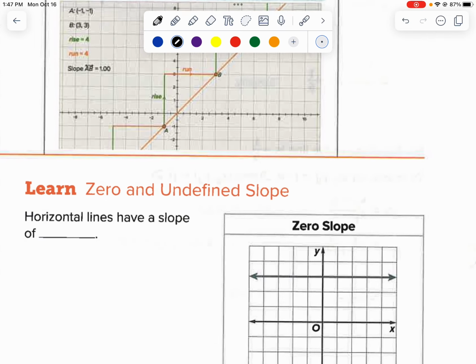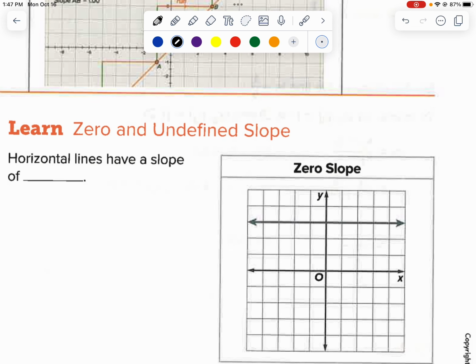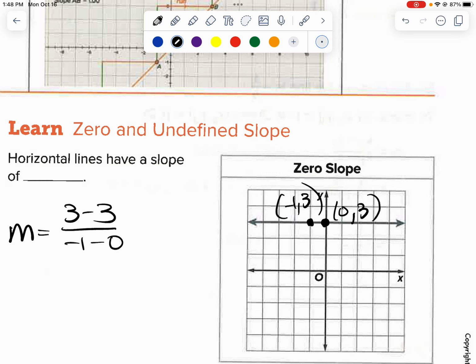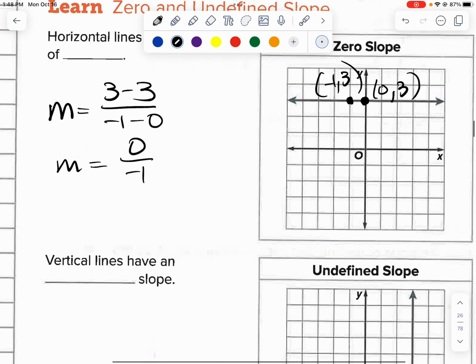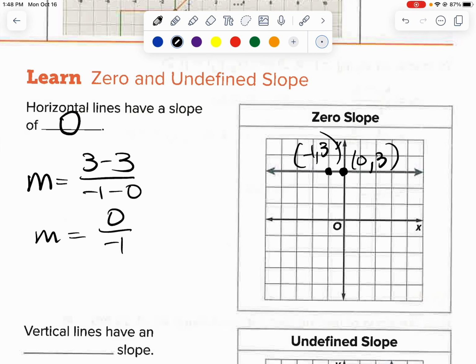Now, 0 and undefined slope. So I'm going to pick 2 points here. This is the point 0, 3. This is the point -1, 3. If I do this, I do 3 minus 3 over -1 minus 0. 0 over -1. What's 0 divided by anything? 0. So the horizontal line has a slope of 0.